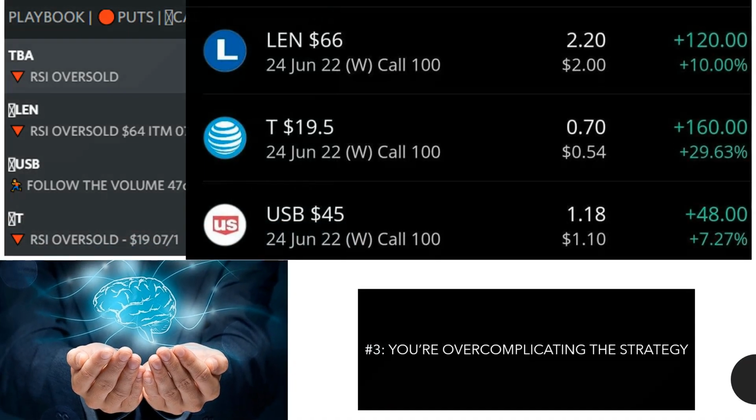These are the plays that were in the playbook today. You're overcomplicating the strategy, is point number 3. It's not complicated. If the RSI is oversold, buy calls. Don't rush your decisions. If you're going to go calls on a broken RSI, that's why we play monthly options. If you're playing weekly options and you're expecting the RSI strategy to work, it's not going to work. It only works on monthly expirations for the most part, with a few exceptions.